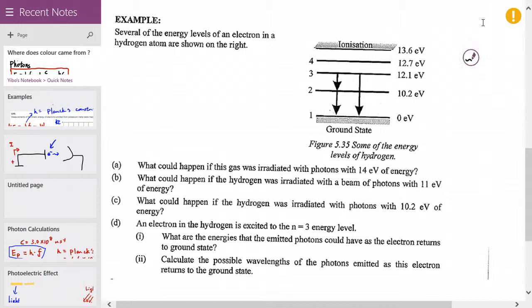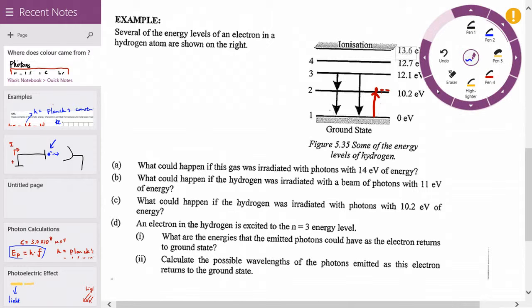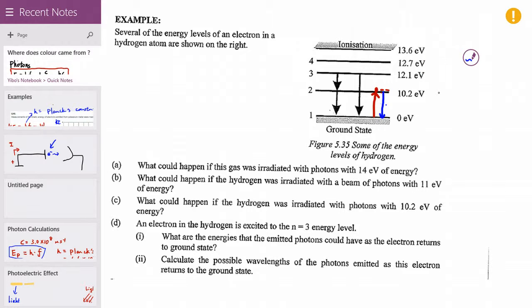Now, the trick is, say we have a photon with an energy of 10.2 electron volts that strikes the electron. The electron will absorb 10.2 electron volts of energy, and it will move up to the second energy level. Then within a millisecond, less than a millisecond, it releases, and during the process of returning to its ground state, energy is released in the form of light.